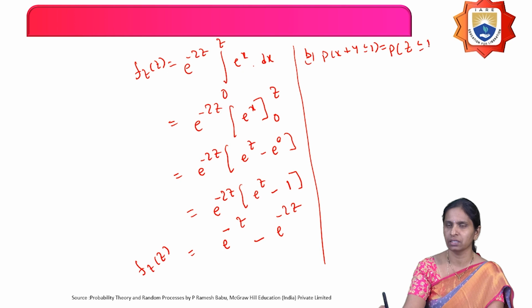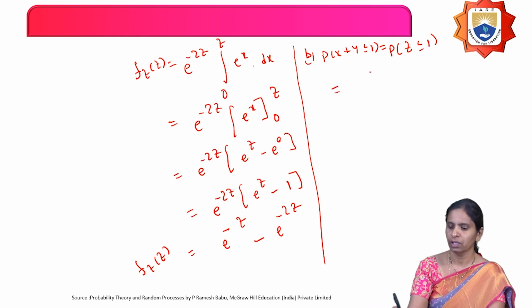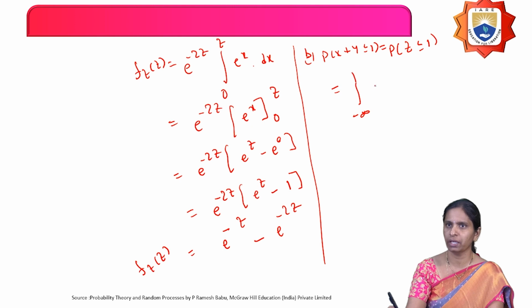Therefore, P(Z ≤ 1). What is the probability P(Z ≤ 1)? That is nothing but the integration from minus infinity to 1 of f_Z(z). From the properties of the probability density function, you write Z ≤ 1, which means z values from minus infinity to 1, so f_Z(z) dz.